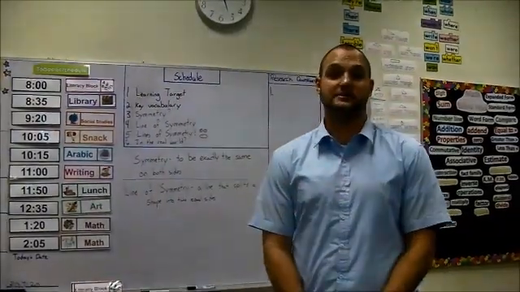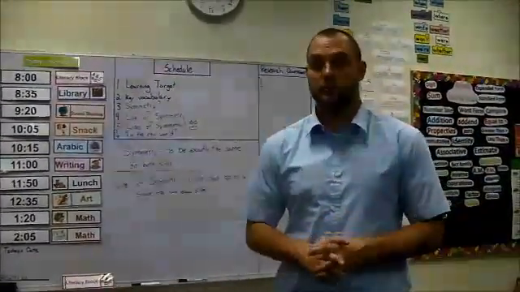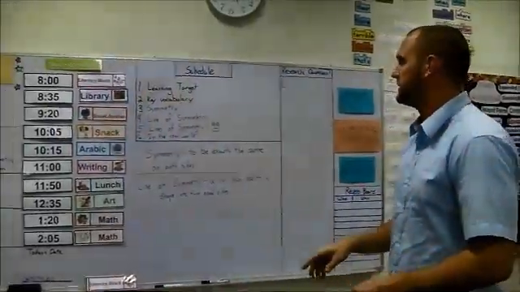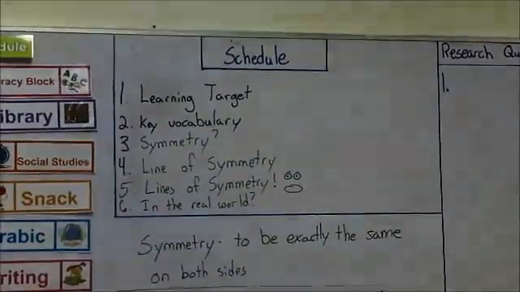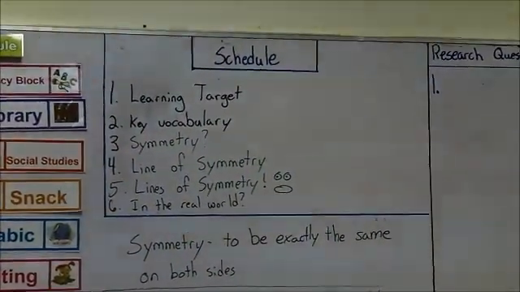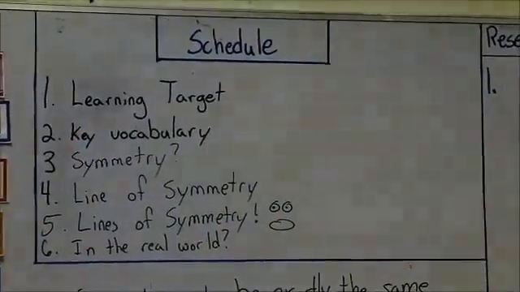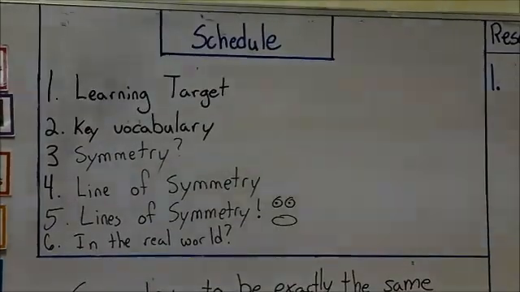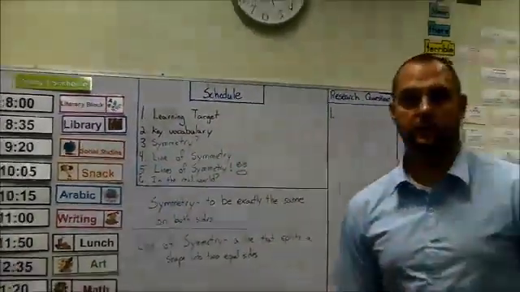Today we're going to be talking about symmetry in shapes and symmetry in our lives and symmetry in the world. It's a lot of symmetry, isn't it? So let's take a look at the schedule. It says, first we're going to do our learning target, like always, then key vocabulary. Then we're going to talk about what is symmetry. Then a line of symmetry. Then lines of symmetry. And then find it in the real world.